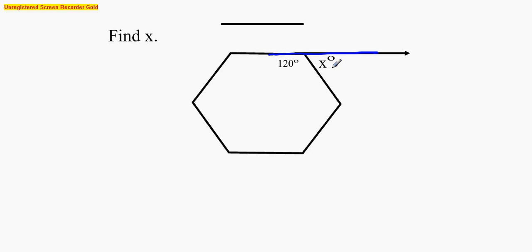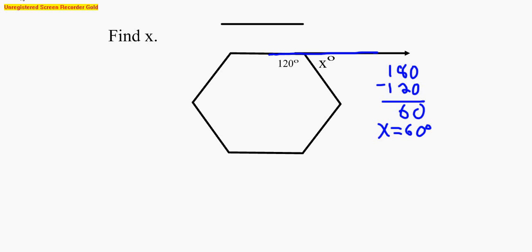And so to figure out what X is, all I'm going to do is do 180 minus the 120, and whatever is left over will give me X. And so 180 minus 120 is 60. So in this case, X equals 60 degrees. Okay, and so again, the corresponding exterior angle and interior angle are supplementary, or in other words, they add up to 180 degrees.